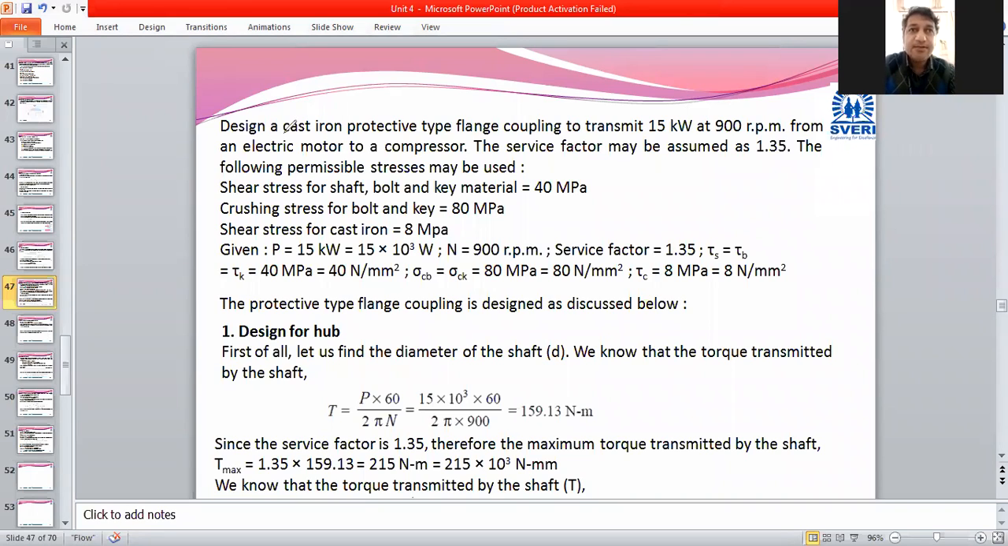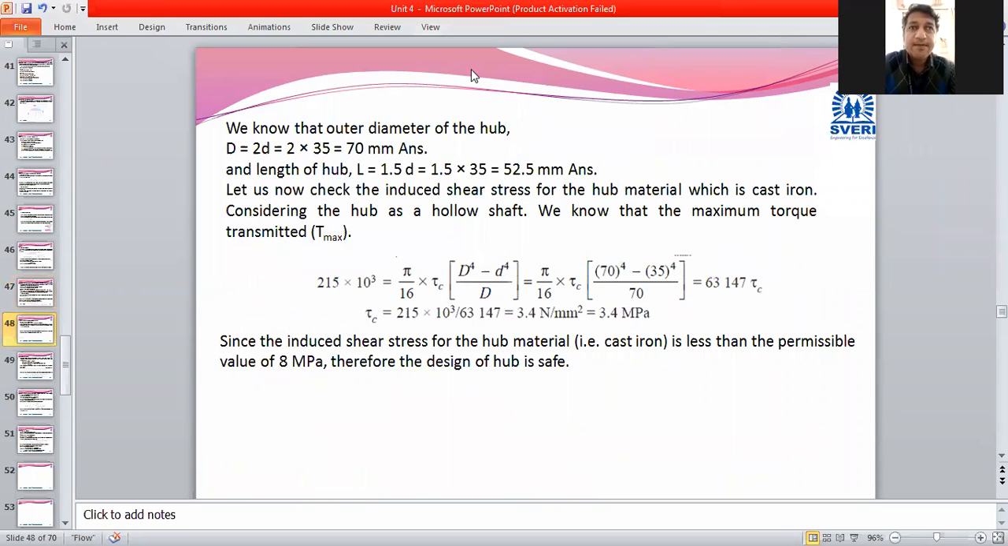Now this is the design of a cast iron protective type flange coupling to transmit 15 kilowatt. Okay, this is what we have seen. This is the same slide. Now what we are going to do is calculate the hub diameter and other dimensions of that coupling.